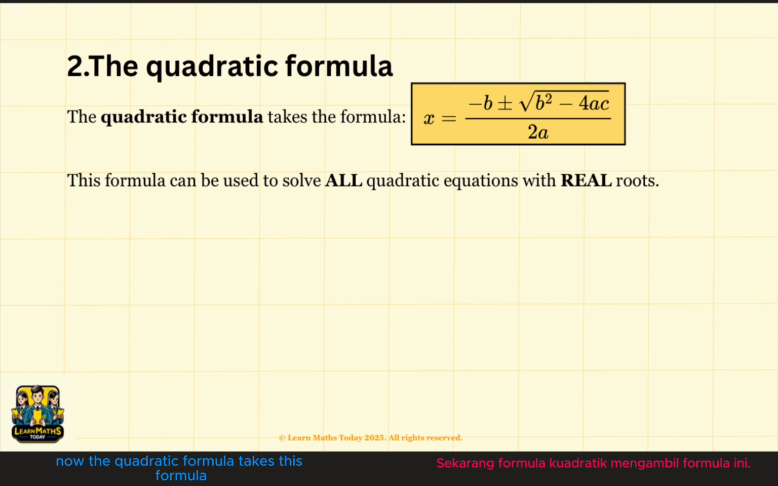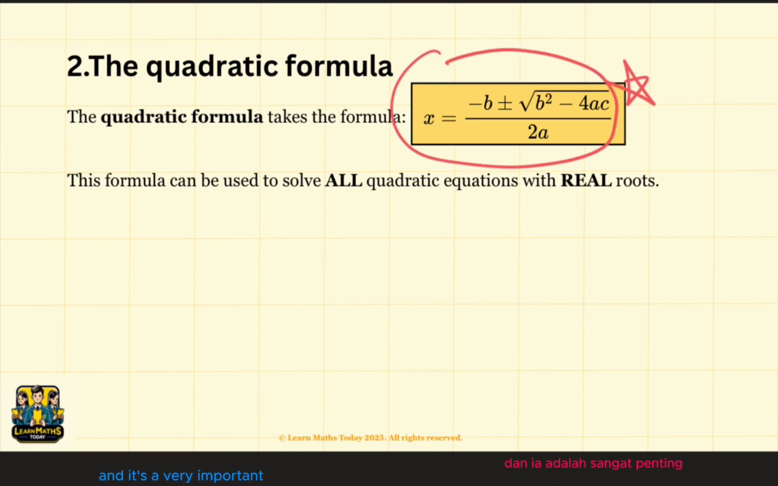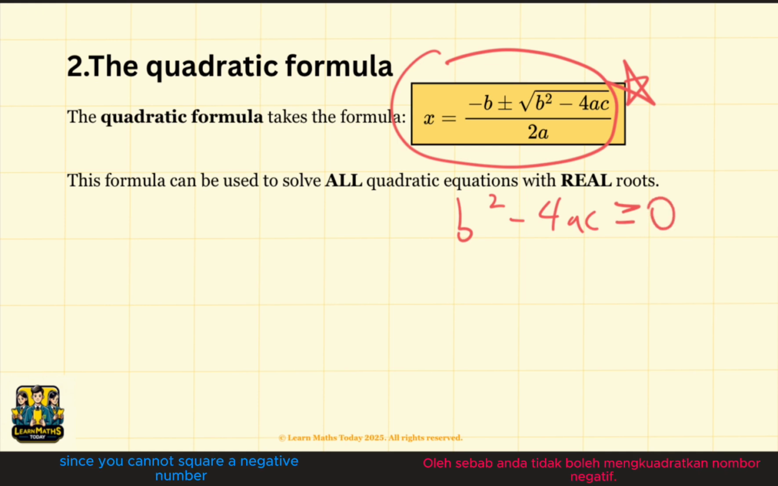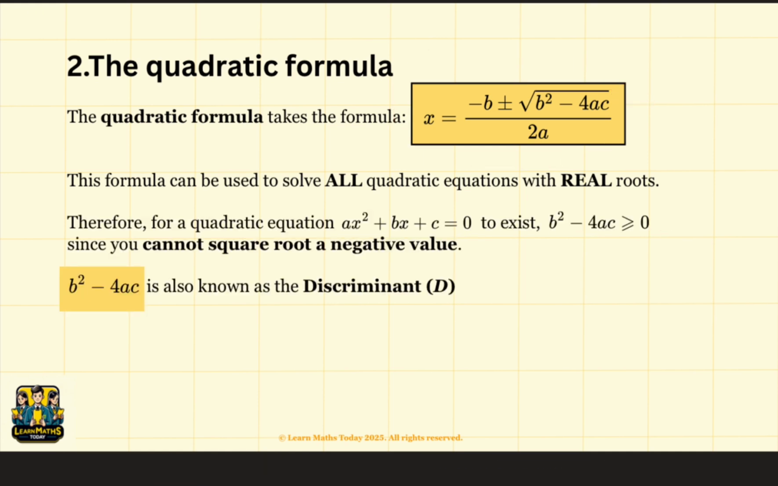Now, the quadratic formula takes this formula: negative b plus or minus the square root of b squared minus 4ac, over 2a. You have to memorize this formula, and it's very important. This formula can solve all quadratic equations with real roots, meaning that b squared minus 4ac has to be greater than or equal to 0, since you cannot take the square root of a negative number. And therefore, this over here is called the discriminant, also known as just D.